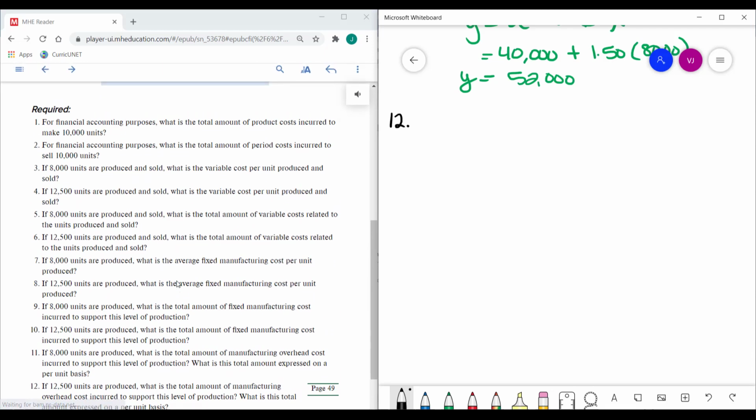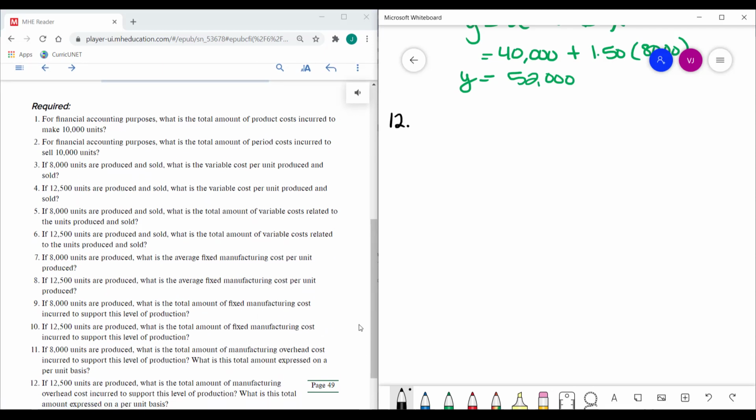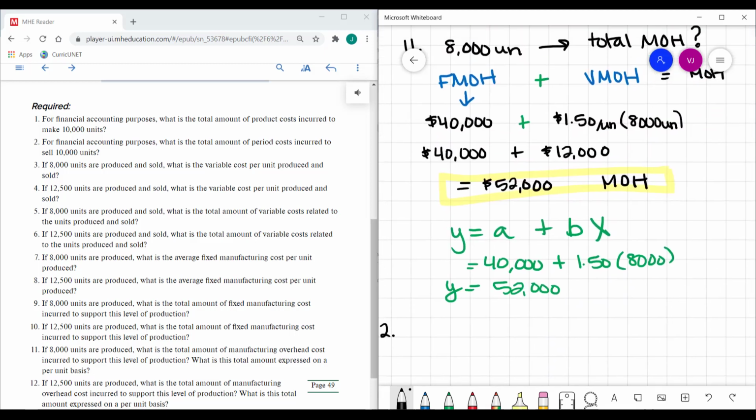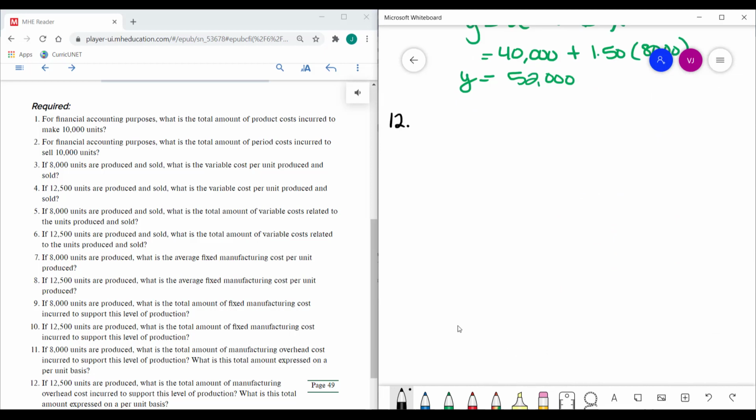Number 12 asks us, if 12,500 units are produced, not 8,000, but 12,500, what is the total amount of manufacturing overhead cost incurred to support this level of production? What is this total amount expressed on a per unit basis? So we're doing exactly the same thing here, exactly what we did with number 11, but now finding total manufacturing overhead cost for a level of not 8,000 units, but 12,500 units.